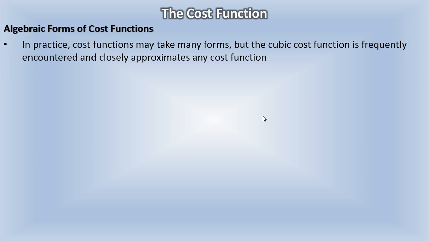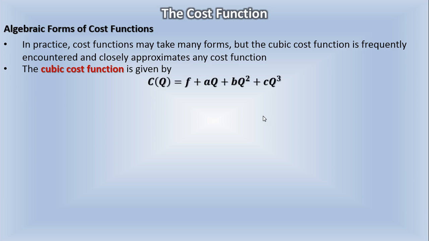So it's the most common way to specify a cost function that will have the properties that we need to reflect the production process we're talking about, to reflect the nature of the cost that we've been talking about. So the cubic cost function is given by this expression here. So you're going to have some fixed costs. That's going to be F. So essentially, there's no variable associated with that. There's no Q associated with that.